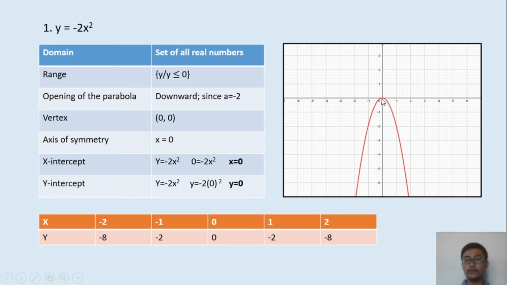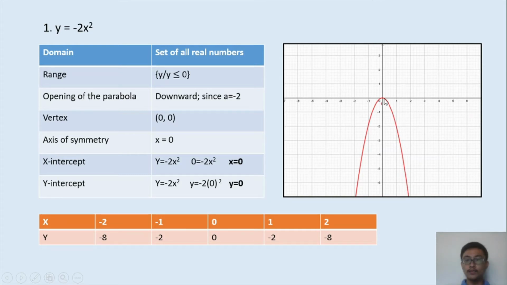So, you will notice that the vertex is at 0, 0. So, that is the maximum point since ang opening naman ng parabola is downward. Then, you have here negative 1, negative 2. Then, you have negative 2 and negative 8. Hindi lang umabot dyan sa negative 8, but it will touch negative 2, negative 8. Same here on this side, you have 1, negative 2, and 2, negative 8.